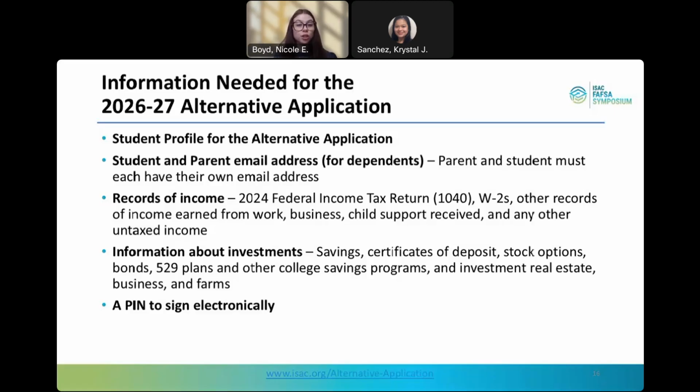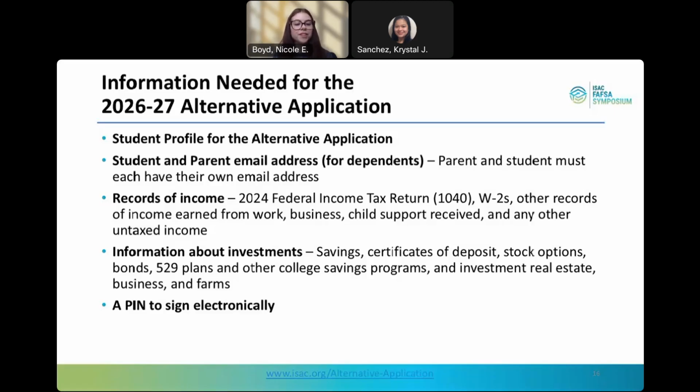Unfortunately, the alternative application does not have the direct data exchange tool like the FAFSA does, which I'm a huge fan of. I think it makes life a lot easier for students and parents and everyone involved, but unfortunately, we do not have that capability in the alternative application, so they will need to be entering this information manually.